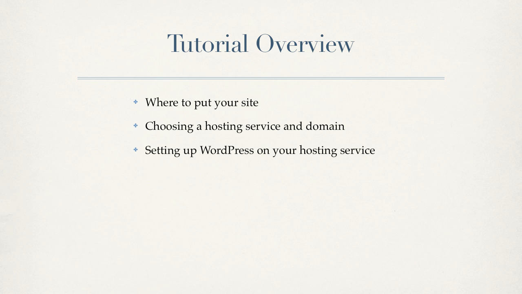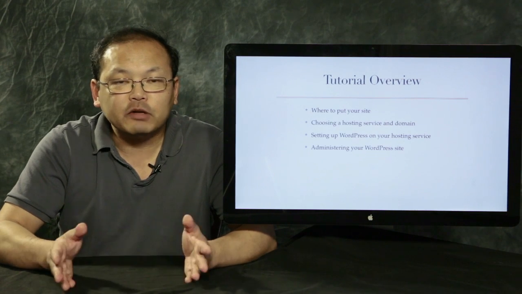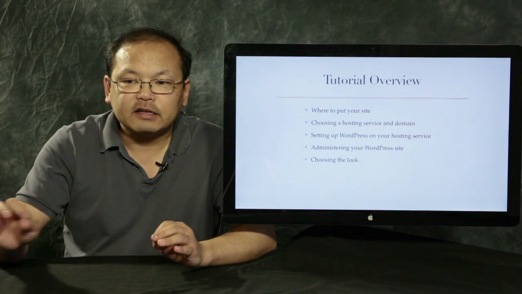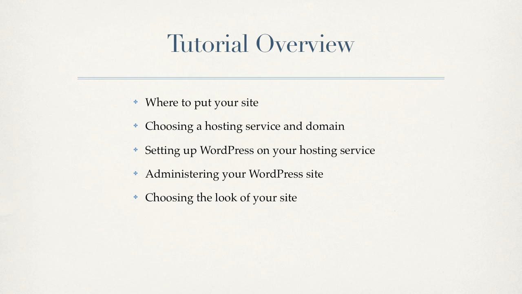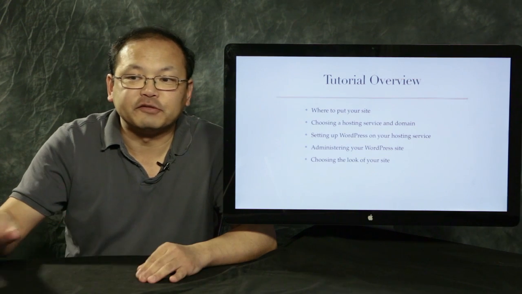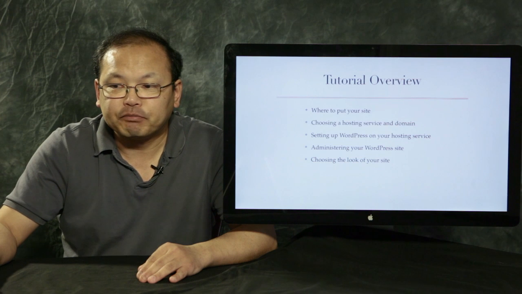Then we'll go over how to set up WordPress on that hosting service, and then how to administer your WordPress site. And that means setting up the different pages, their contents, blog posts, setting up the menus, that kind of thing. Then we'll go over WordPress themes, which is the way that you choose how your site looks and to some extent how it works. And I'll use an example theme that I wrote as the basis for this example website I'll be making.